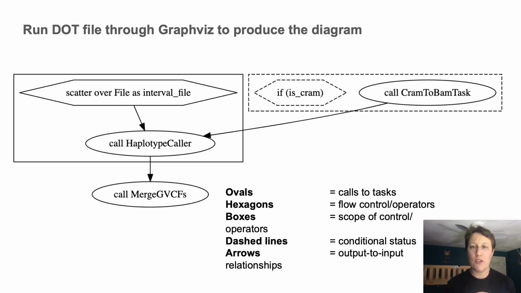You're going to want to pay attention to the different shapes in play here. The ovals represent the call statements from the workflow block. So those are effectively the steps where tasks get executed. Hexagons are operators that control or modify execution. The boxes define the scope of the operators, i.e. what calls are subject to their control. The dashed lines indicate conditional status, meaning there's a conditional operator in play. And finally, the arrows between ovals represent output to input relationships.